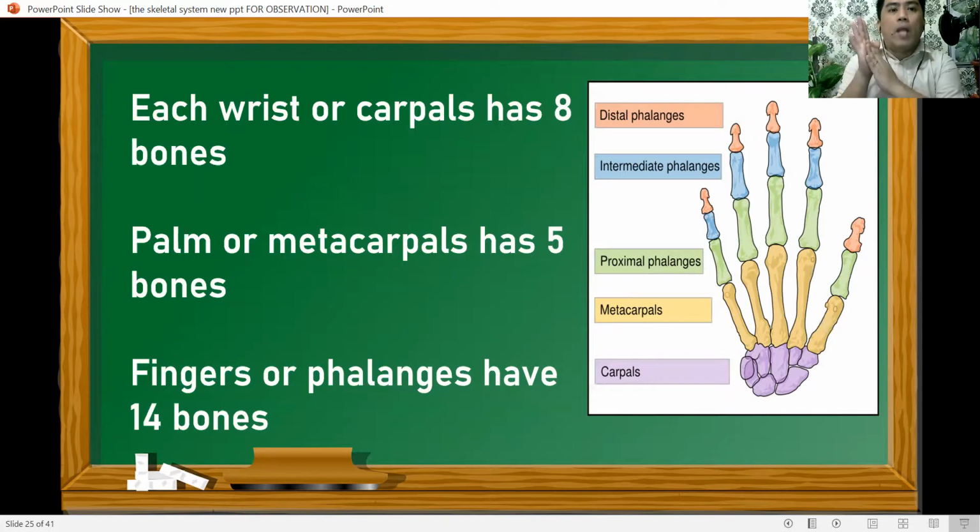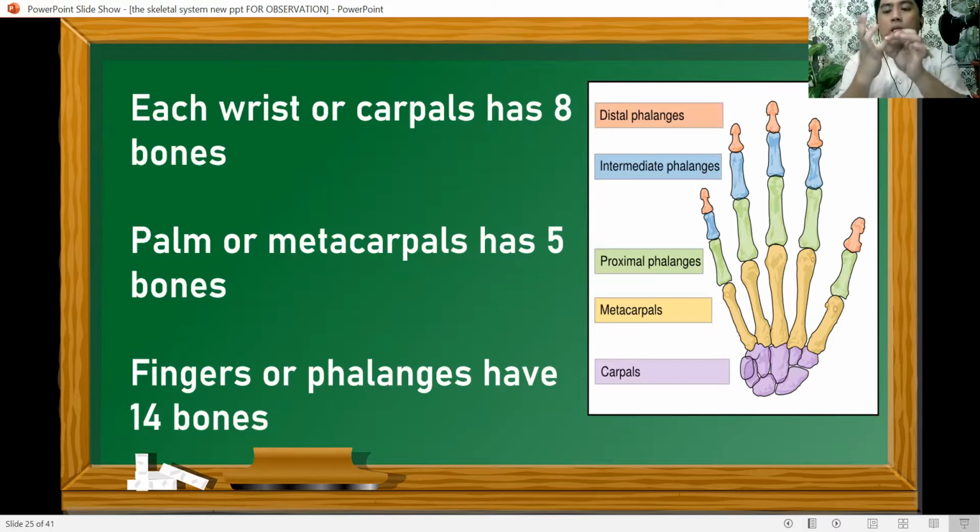Okay. The palm natin o yung palad natin is made up of 5 bones. Kasi diretso yan. 1, 2, 3, 4, 5. Yan, mabibilang natin yan. And the phalanges or the finger bones have 14 bones. So yan. Sa hinlalaki natin, dalawa. So 1, 2. Dito, the rest, tatlo. Okay, so pag binilang natin, 14 bones.